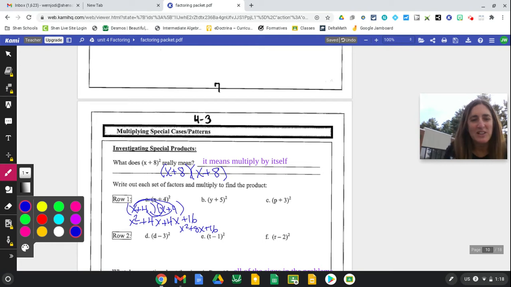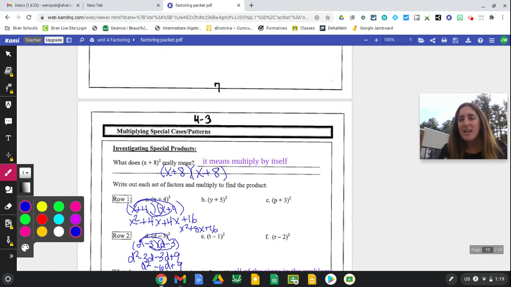Let's try this d minus 3 squared in row 2. That's really like d minus 3 times another d minus 3. If I multiply those out, I get d squared minus 3d minus another 3d plus 9, or d squared minus 6d plus 9. So you can see there's always that middle term there.